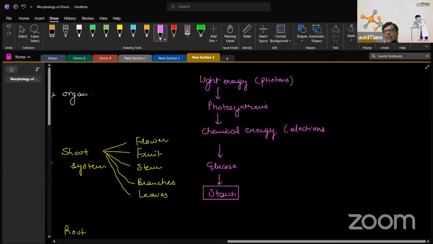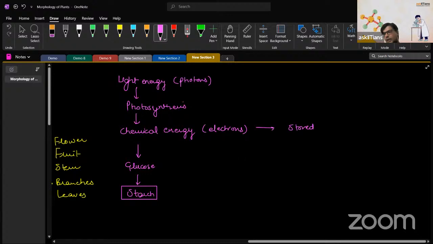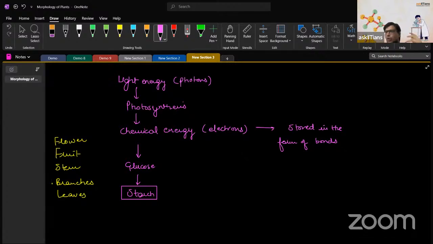Now, the chemical energy can be stored. How can it be stored? In the form of bonds, right? Basically, when bonds break, they release energy. When bonds are formed, they require energy. So bonds are the banks of energy. The chemical energy formed by the plant using light energy and photosynthesis is stored in the form of bonds of glucose, right? That glucose is again stored in the form of starch.